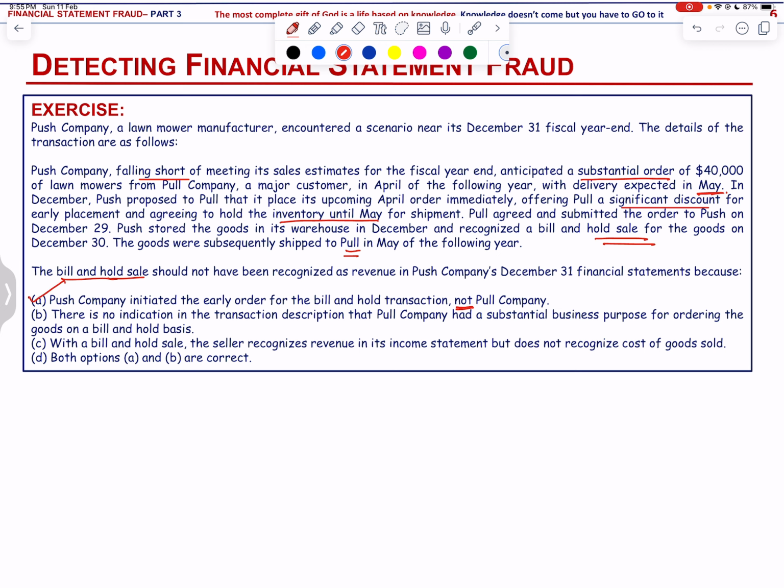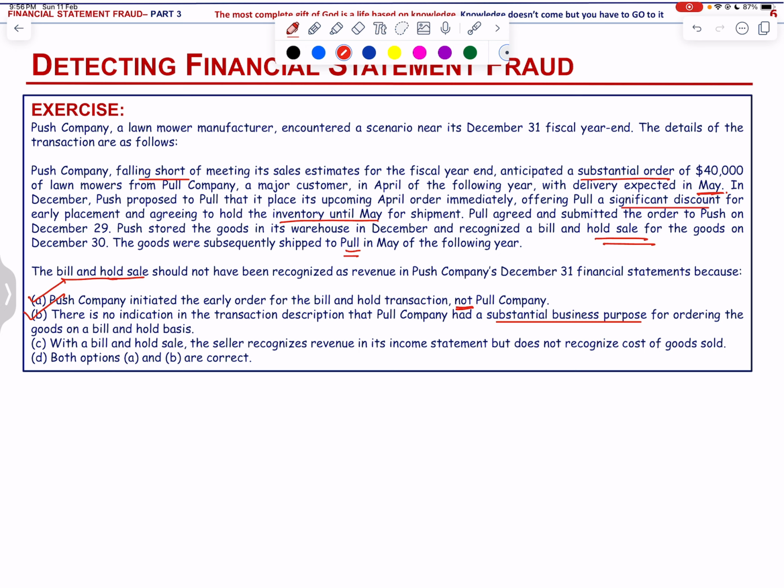There is number B now. There is no indication in the transaction description that Pull Company had a substantial business purpose for ordering the goods on a bill and hold basis. Now, option B emphasizes that the buyer must have a substantial business purpose for requesting a bill and hold sale, enabling the seller to recognize the sale before shipment. So, option B is also correct.